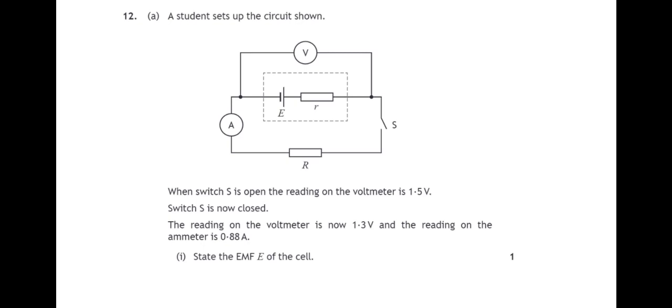So what we need to understand here is that when no current is flowing, the voltmeter will read the EMF. As soon as current starts to flow, voltage will be dropped across the internal resistance, and so the voltmeter will read the terminal potential difference, the lower voltage. So our EMF here is the larger voltage, 1.5 volts. And we can write this on our diagram. This is always a useful thing to do. So 1.5 volts is the EMF. The terminal potential difference displayed on the voltmeter when the switch is closed is 1.3 volts, and the current 0.88 amps.